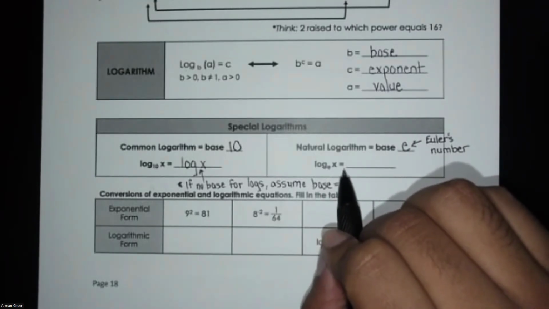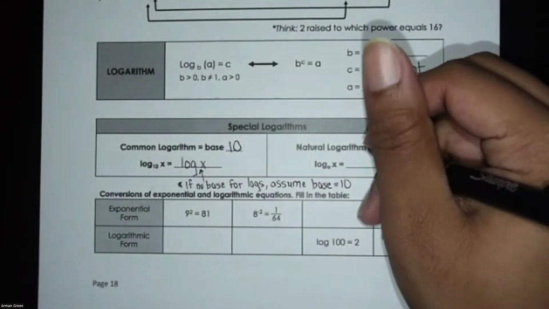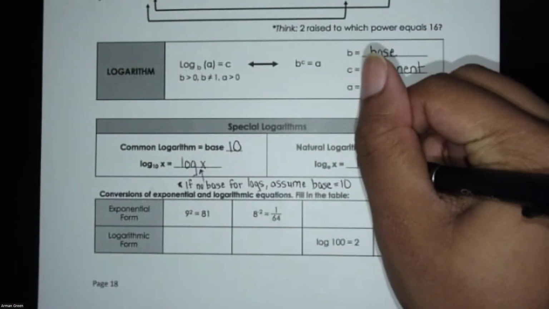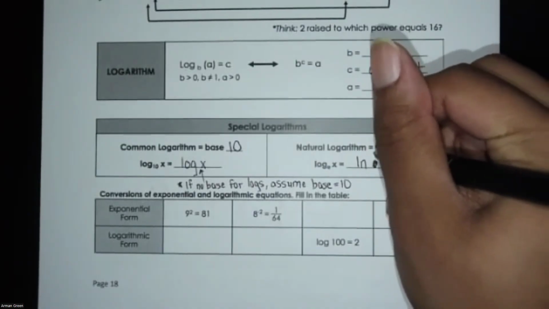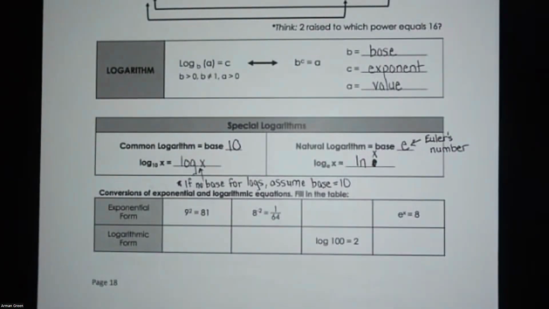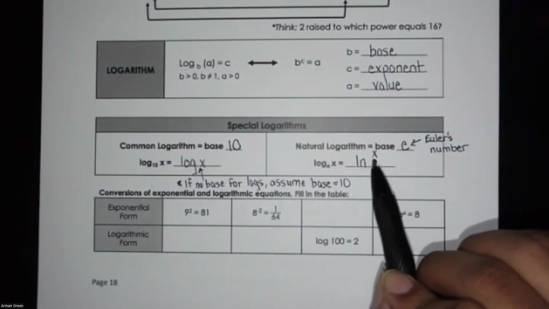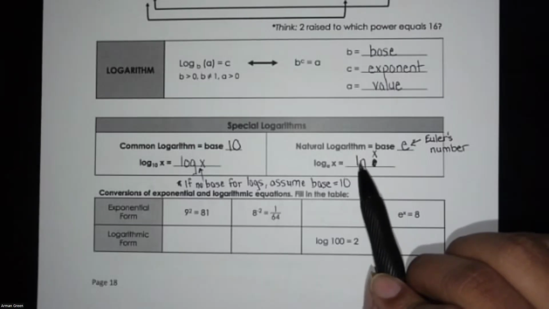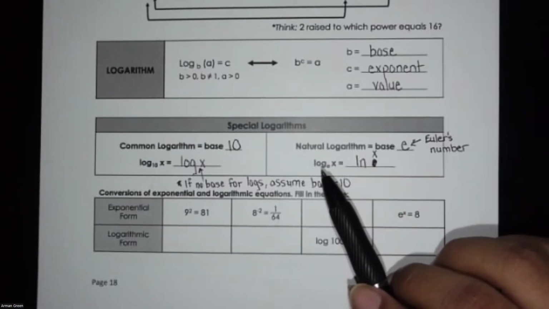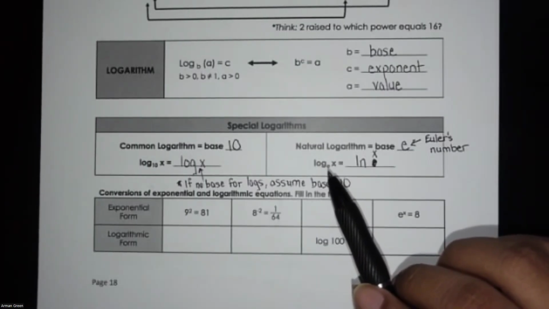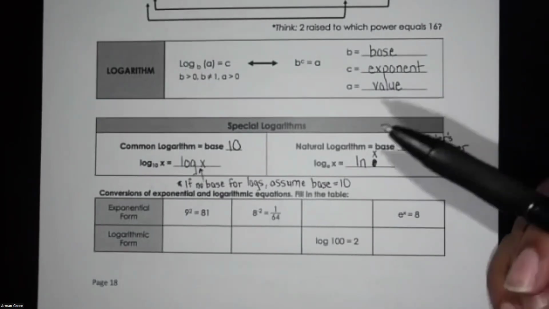But typically, another way you can show this natural logarithm is that they might write it as ln x. So if you see something written like this, where it says ln x, that is the same as having a logarithm where your base is Euler's number or e. So they're both one and the same.